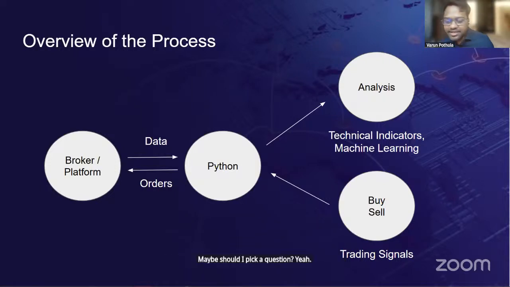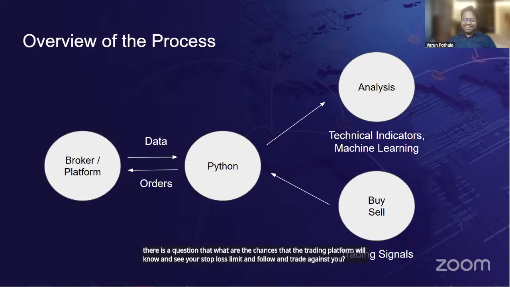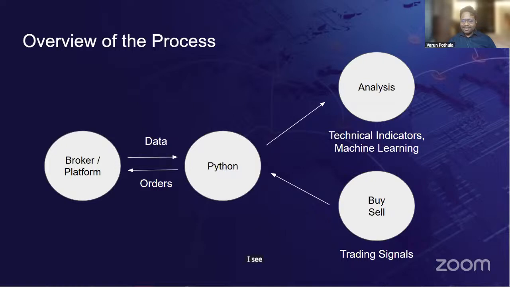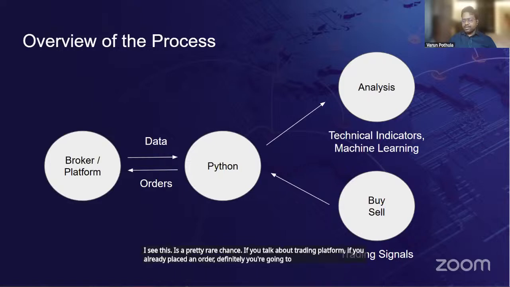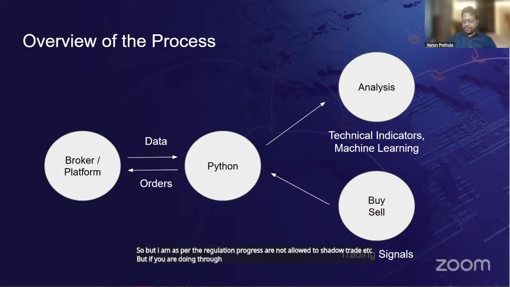Yeah, I see some questions. There is a question: what are the chances that the trading platform will see your stop loss limit and follow and trade against you? I see this is a pretty rare chance. If you're talking about a trading platform, if you already placed an order, definitely you're going to interact with your broker. But as per the regulations, brokers are not allowed to shadow trade. And if you're doing it through automation like Python, even in such a case, you're talking to your broker through automation, and they're regulated. They're not supposed to do that, and I'm sure it wouldn't happen.